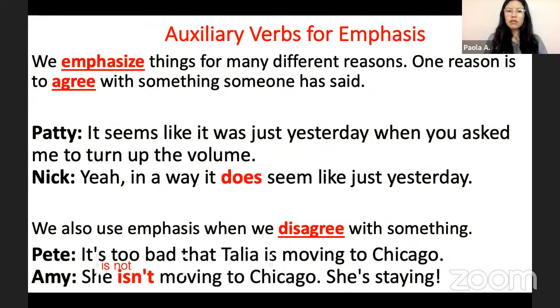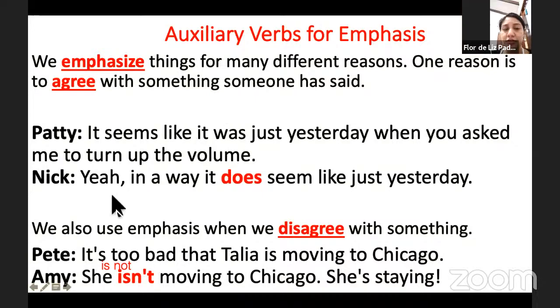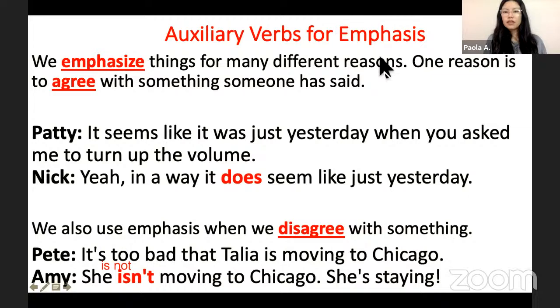So in these two examples, in the first one, he's agreeing. He's saying, yeah, in a way, it does seem like yesterday. And here it's like, she is not moving. And then she goes, she's staying, right? It's disagreeing. Any questions, Flor? No, I don't have a question. All right, great. Let me clear this. Okay, let's continue.